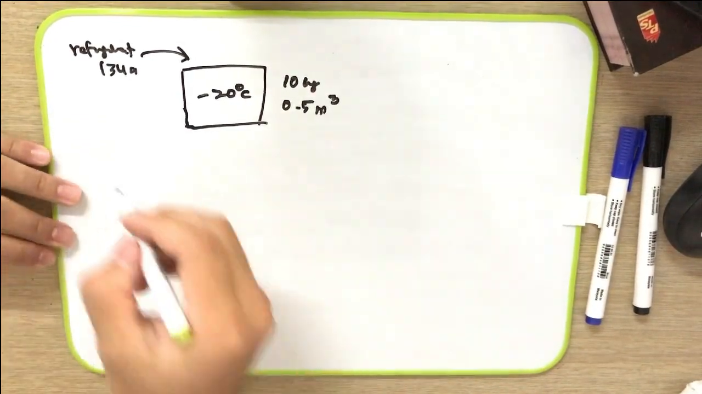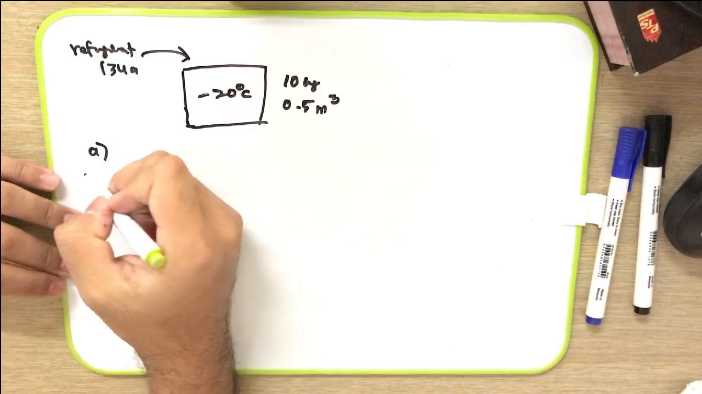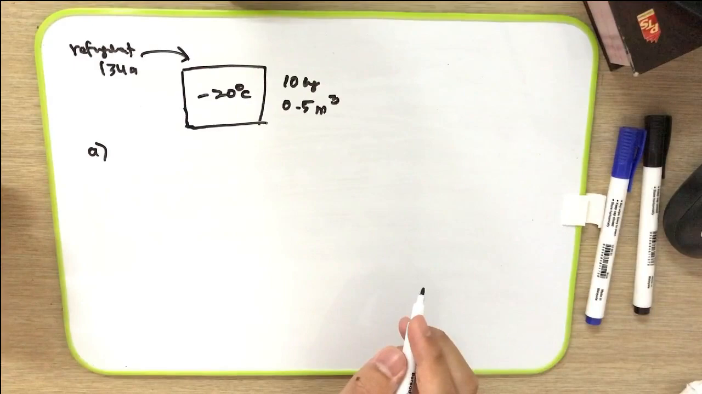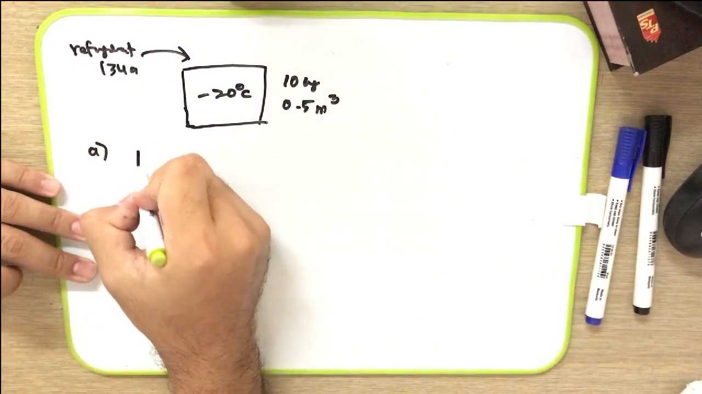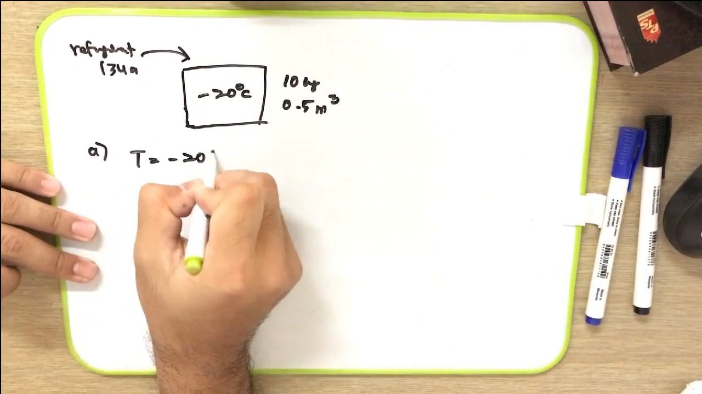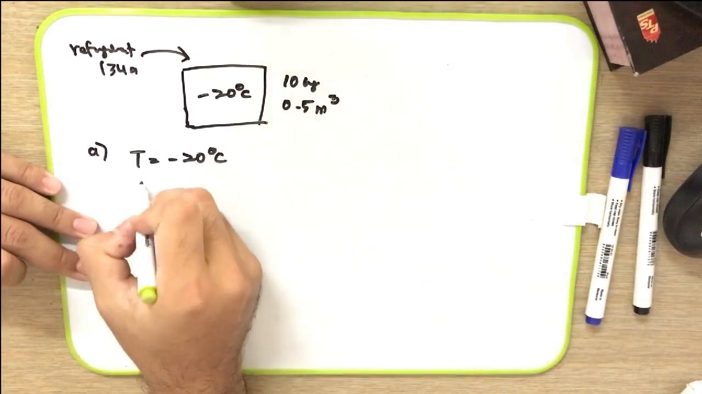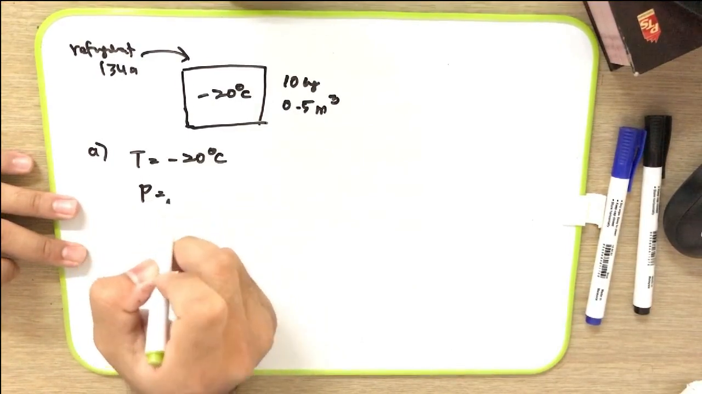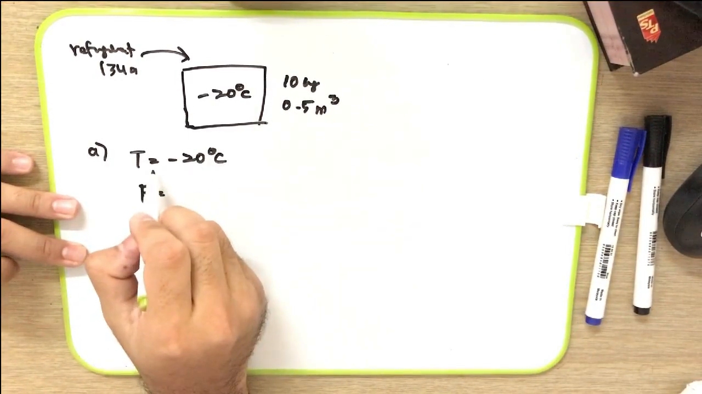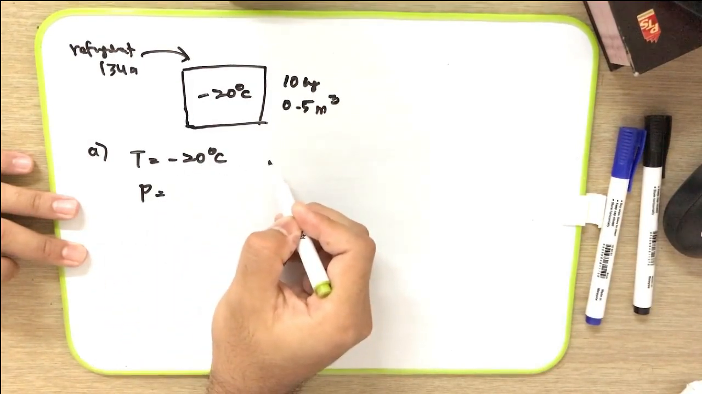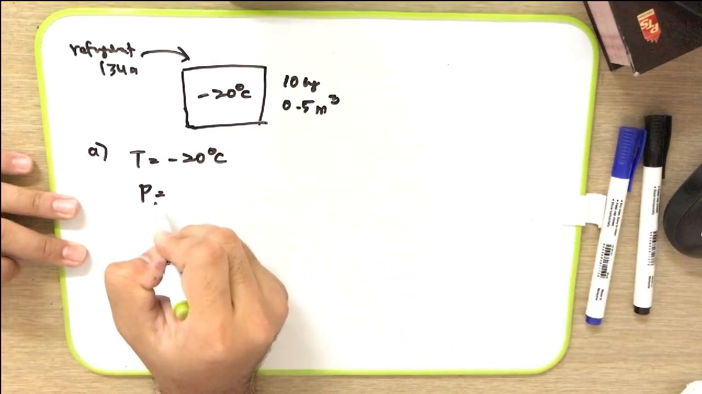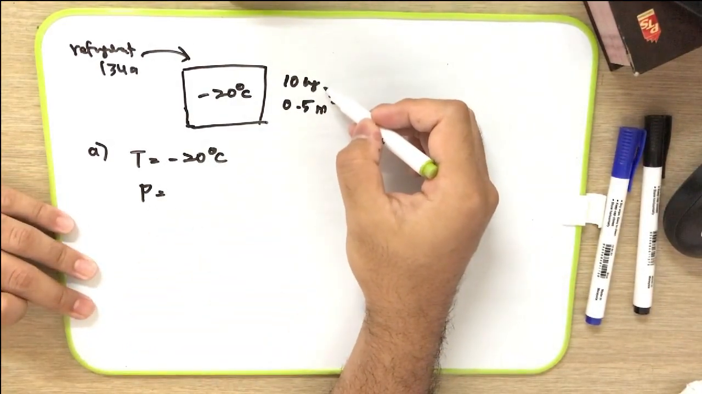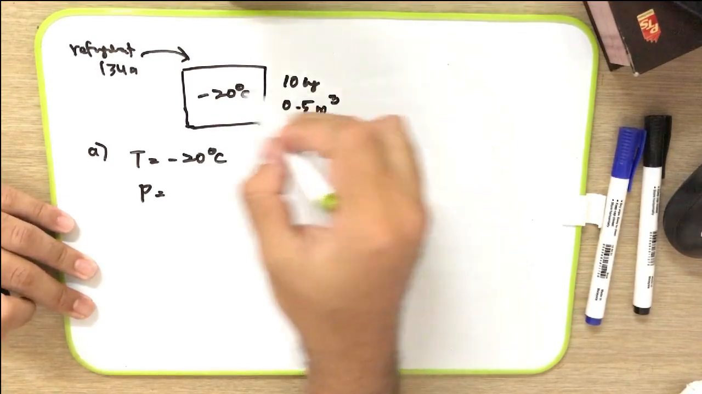Question A. We need to find the pressure of refrigerant inside the vessel. The info that we have is T negative 20 degrees C. In order to find the pressure, we need at least two info. First is temperature, and we have to find another one info so that we can find the pressure. So we look back at the question. We have 10 kg and also 0.5 meter cube of refrigerant.